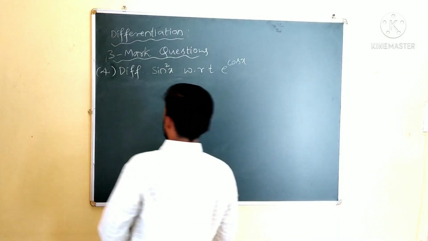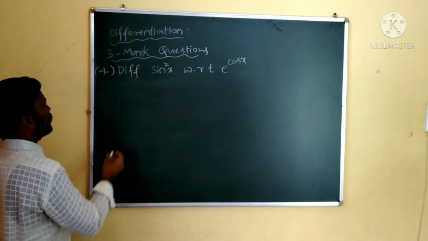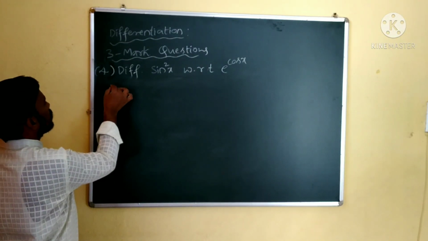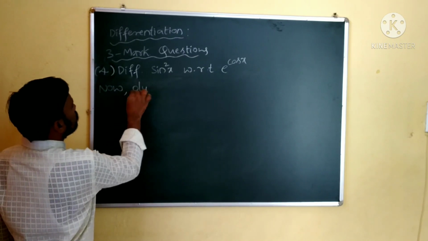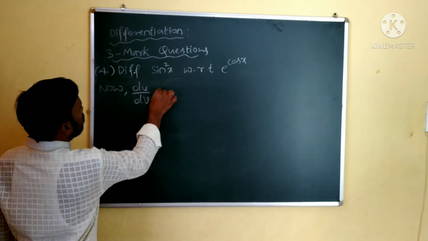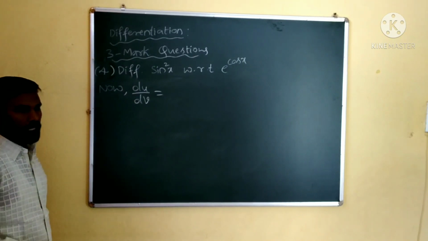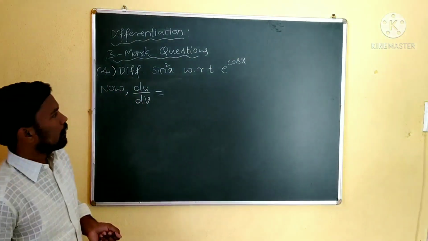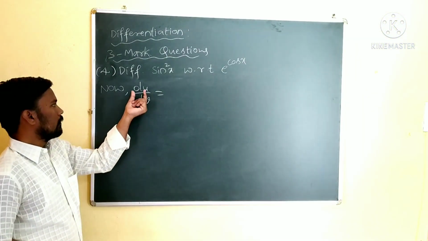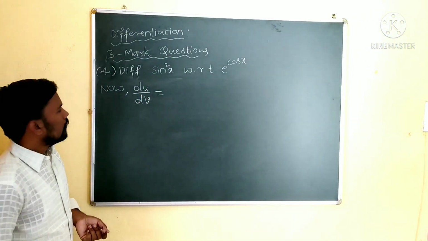Now derivative of the first function with respect to the second function, that is nothing but du by dv. This means the derivative of sin square x with respect to the second function, that is e to the power of cos x. Take the ratio of du by dv.